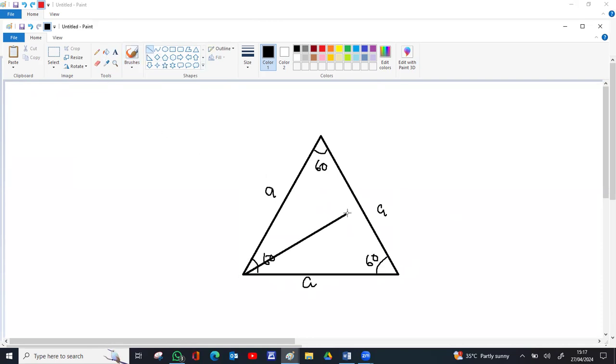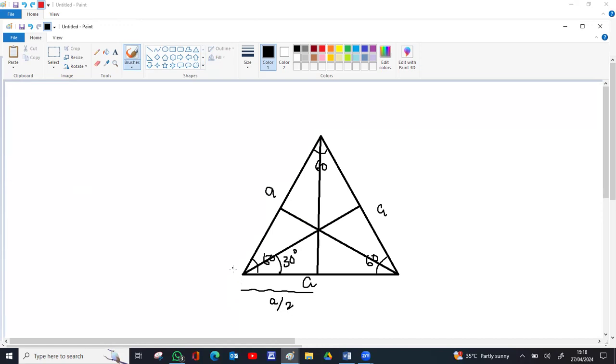So if you draw the centroid, to get the centroid you have to draw the medians, each bisecting an angle. That means each side of the center will be 30 degrees. Now this is another one. The third one we are not drawing, but all these medians meet at this point. Now this angle is 30 degrees. This side is half of the full length, a by 2.